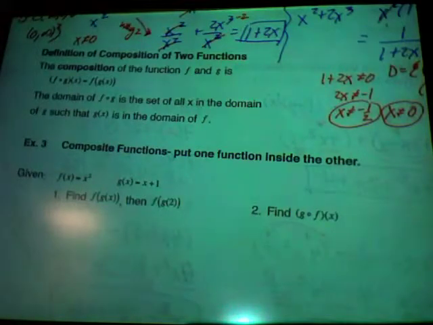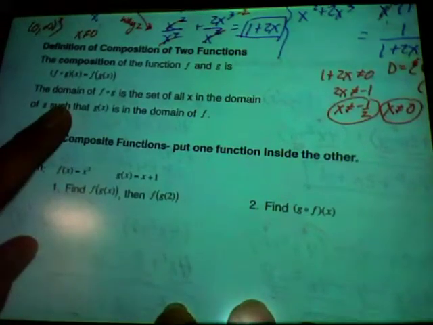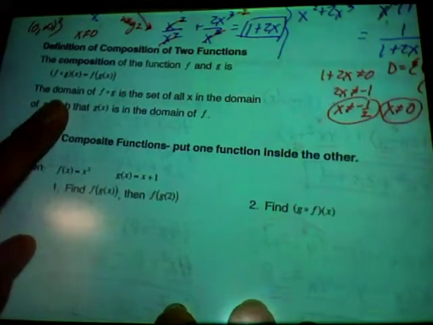This is very similar to that difference quotient, right? All right, so this one says the domain of f of g is the set of all x in the domain.